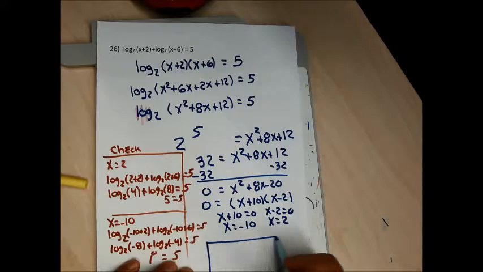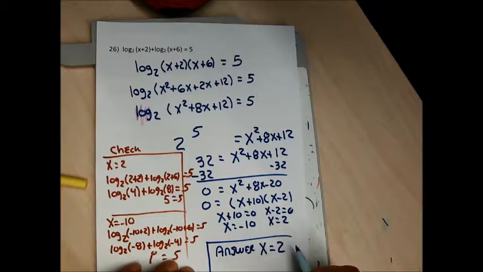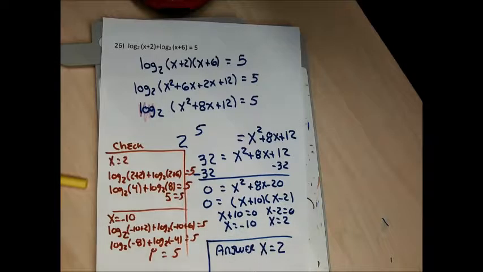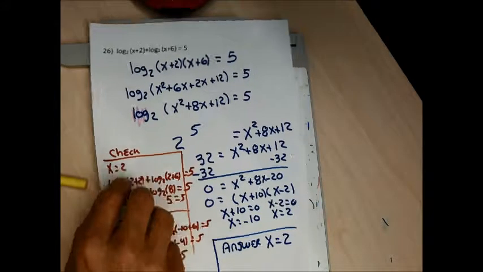So the only answer is x equal to 2. If you write the negative 10 down, you're going to lose a point or two on the test because it doesn't check. The logarithms, 2 logarithms with a plus between them, are the only problems that you have to worry about getting an answer that doesn't check.